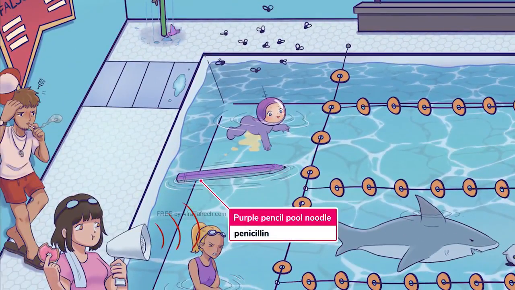Finally, if the patient is GBS positive or GBS unknown and anticipated to deliver soon, she should get GBS prophylaxis in the form of penicillin. We've drawn in this purple pencil pool noodle next to the swimming galactic baby to remind you to do this.